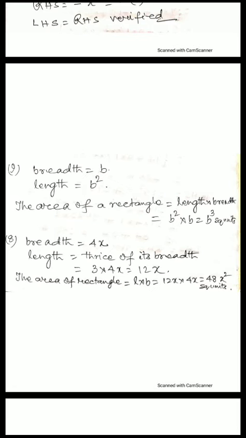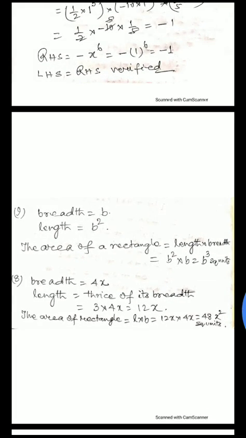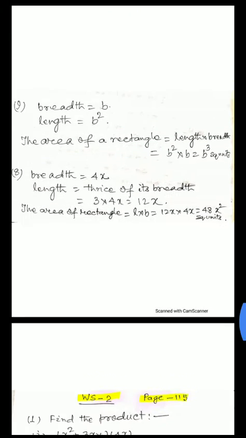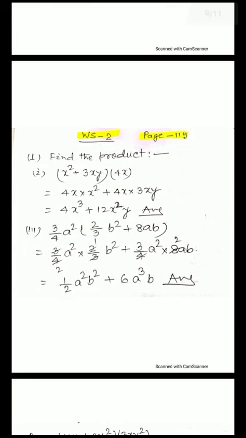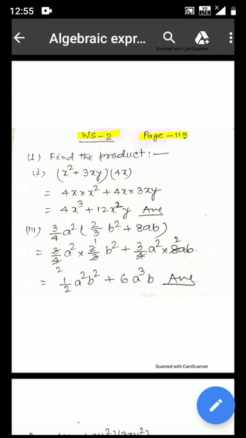Question number 8, you have given that breadth equal to 4x unit and length equal to thrice of its breadth. So 3 into 4x equal to 12x. The area of a rectangle equal to length into breadth equal to 12x multiply 4x equal to 48x square units.